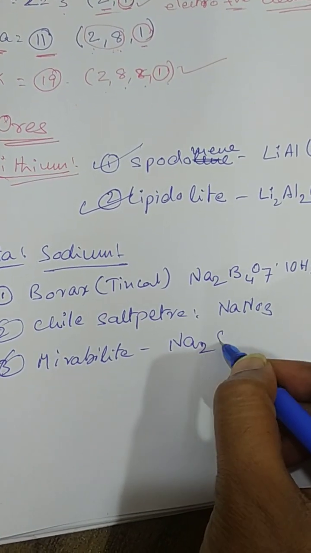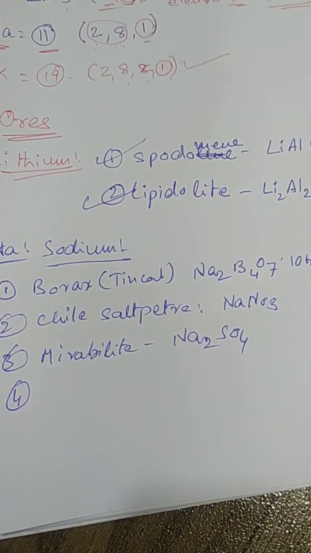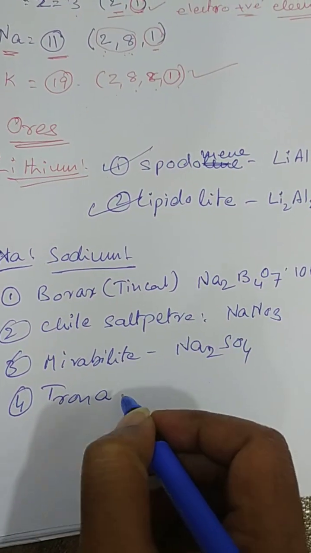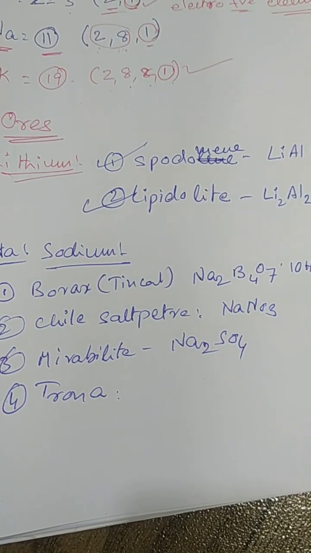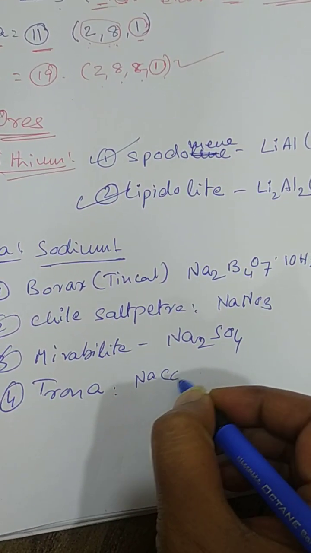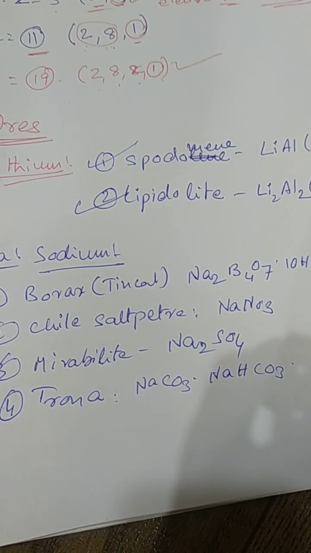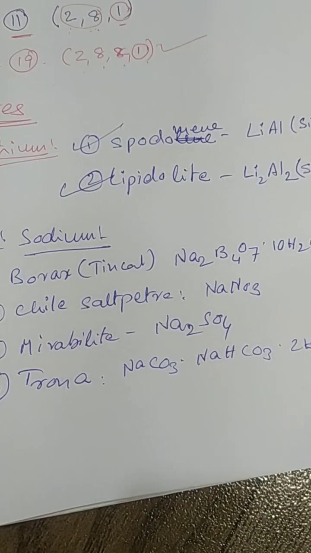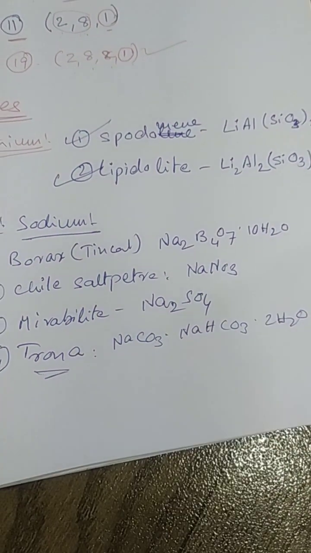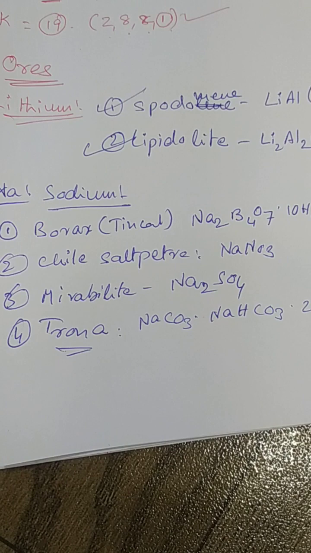Sodium sulfate. And Trona is a combination of sodium carbonate and sodium bicarbonate, both salts. This is a naturally available compound, an ore, called Trona. It contains both sodium carbonate and sodium bicarbonate. So that is called Trona.